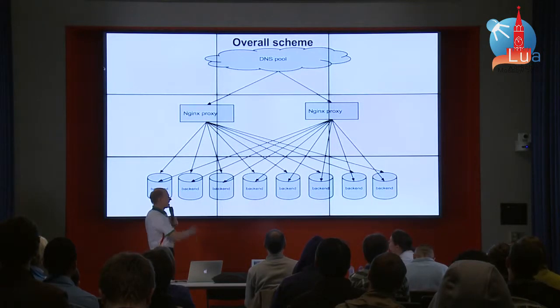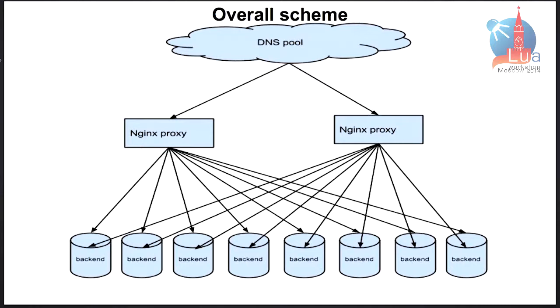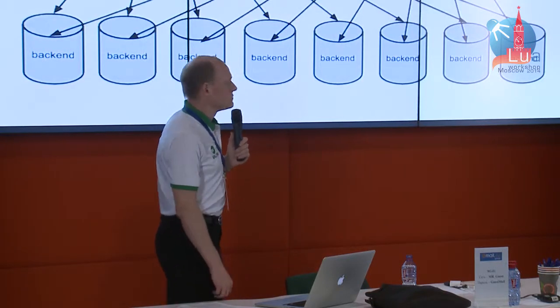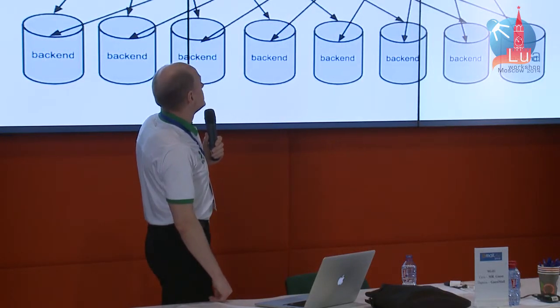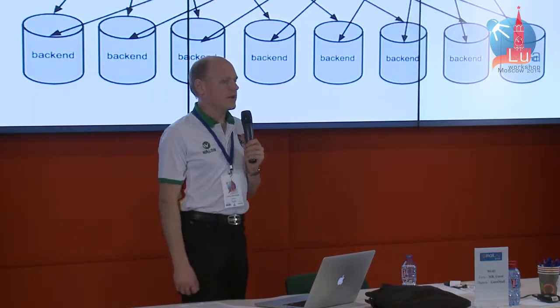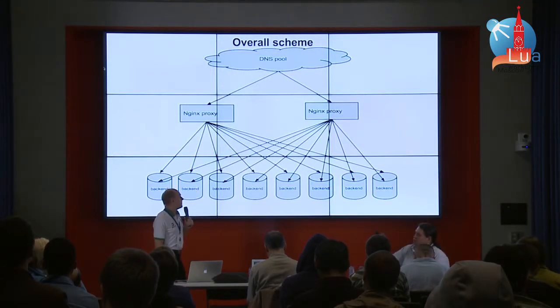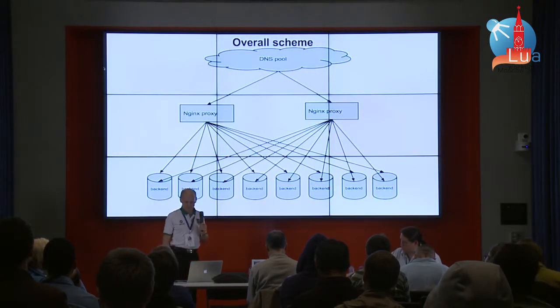We have lots of backend servers, and we have a few, maybe one or two, balancers running nginx. And before the balancers, there's another layer of load balancing, GeoDNS pool. That is, for example, users from the Americas go to one balancer and European users go to another. So I will tell you about this nginx proxy part.